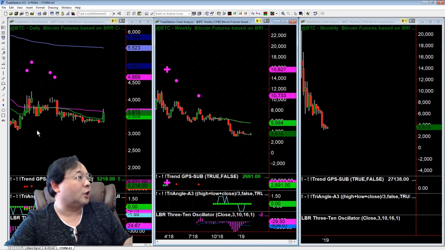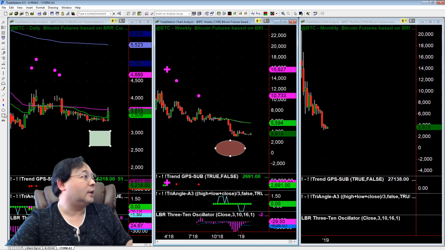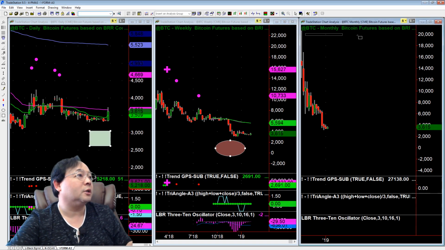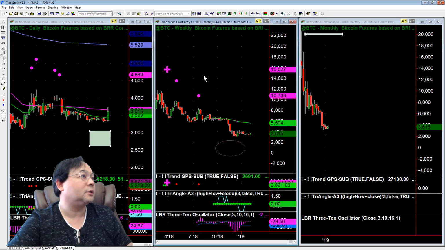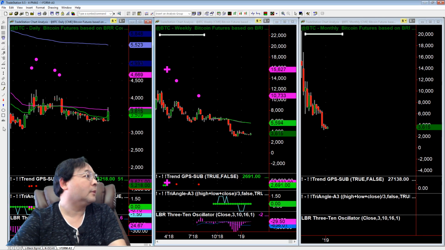On the leftmost, this is your daily chart. In the middle, we're looking at the weekly chart. And on the right, we're looking at the monthly chart. That's how you can tell quickly what charts we're looking at. Just go to the upper left, and it tells you the symbol and the time frame. Daily on the left, weekly in the middle, and monthly on the right.